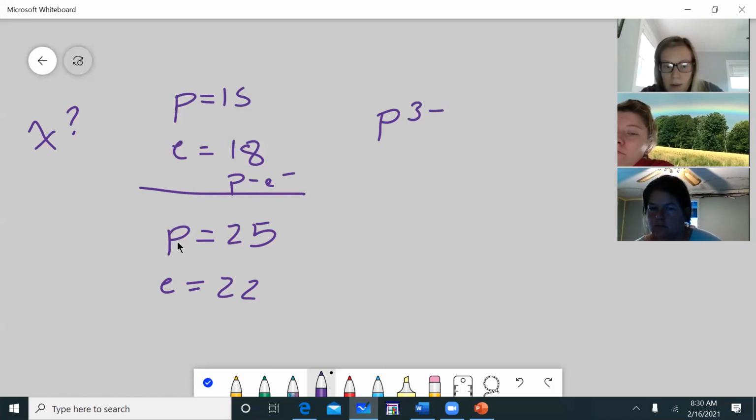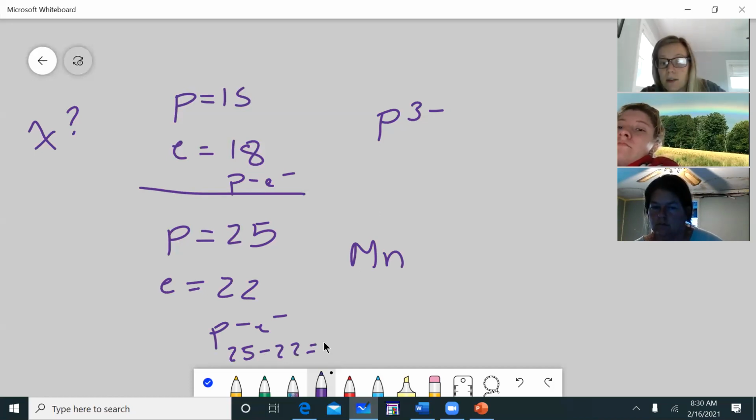This one here, we've got protons are 25, so that's manganese, which is Mn. You can't read the charge off of the periodic chart because it's in the transition metal area. So we do actually have to calculate it. Protons minus electrons in this case, or 25 minus 22, which is 3, but a +3. So we're going to say 3+ for that one.